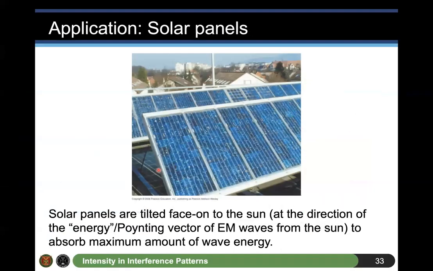So some applications is of course solar panels. So meron silang tilt kapag nakaharap sila sa sun so that ma-maximize yung energy or direction ng energy or Poynting vectors na na-absorb nila from the sun. Okay? So yun yung gusto nating i-maximize. Kaya minsan, nag-a-adjust sila ng angles for the solar panels depende kung nasaan yung sun. Kasi again, nagbabago naman yung angle ng sun sa sky.